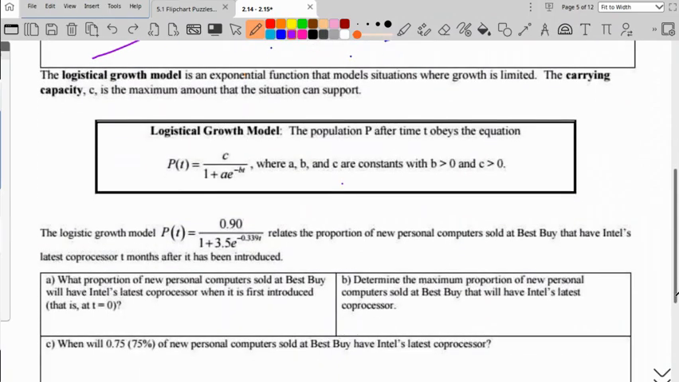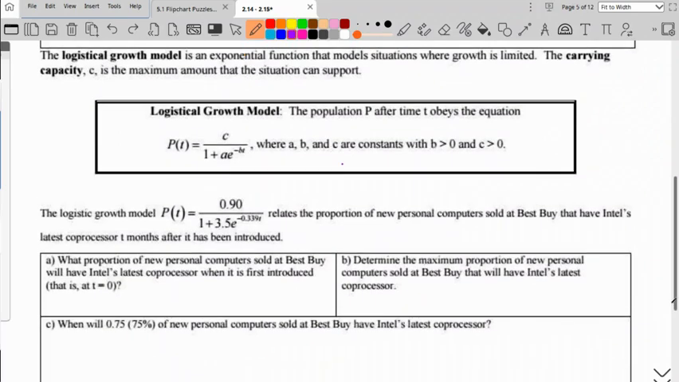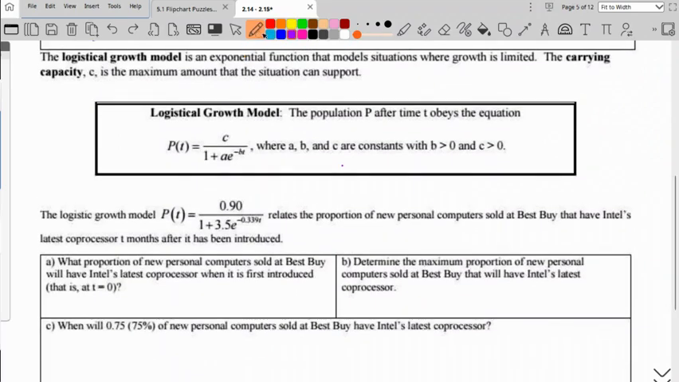Okay, so let's talk about a logistical growth model. The logistical growth model is an exponential function that models a situation where growth is limited. The carrying capacity C is the maximum amount that the situation can support. Now, I thought it was interesting that it's called the logistical growth model when they said it's an exponential function.